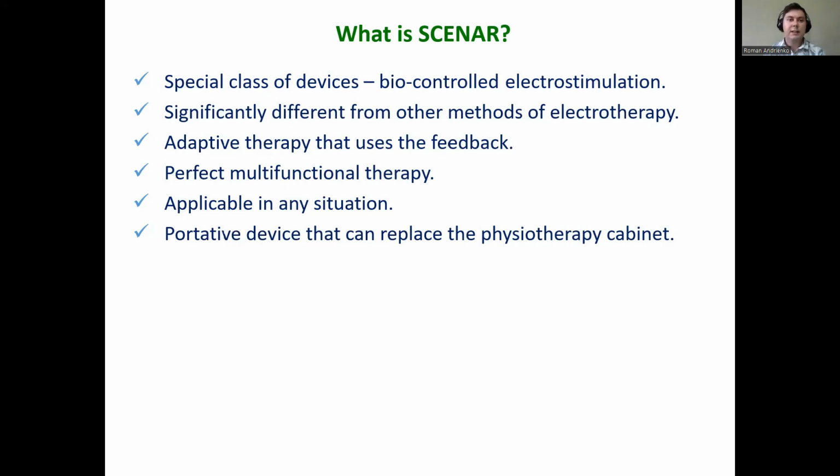It uses adaptive therapy built on the feedback data received from the patient's body. Because of that, it is a perfect multifunctional therapy, applicable in almost any situation. And it is a portable device that can replace the physiotherapy cabinet if we look at its effects combined.